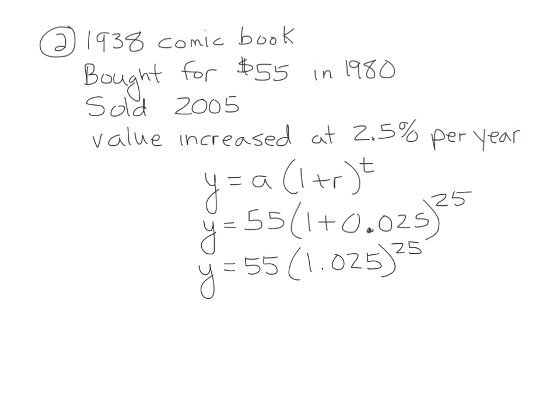Now you grab a calculator. You type this in, 1.025 to the 25th. Then you multiply by 55. And you should get $101.97. So you should double check. You should type it into a calculator and make sure that's what you get. So apparently in 2005, that's what the comic book sold for, because the price started at 55, but it increased that much every year. It increased 2.5% every year, which would get you up to $101.97.